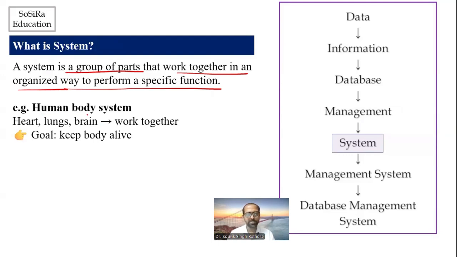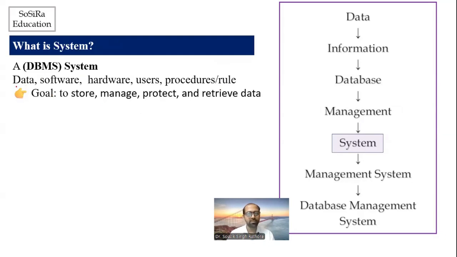For example, in your human body system, your heart, your lungs, your brain, all of these work together to achieve one goal, that is to keep the body alive. Similarly, in DBMS, the word system is the collection of data, software, hardware, users, that is you. You are also part of the database management system, along with procedures and certain rules, which come together to achieve one goal, that is to store, manage, protect, or retrieve the data.